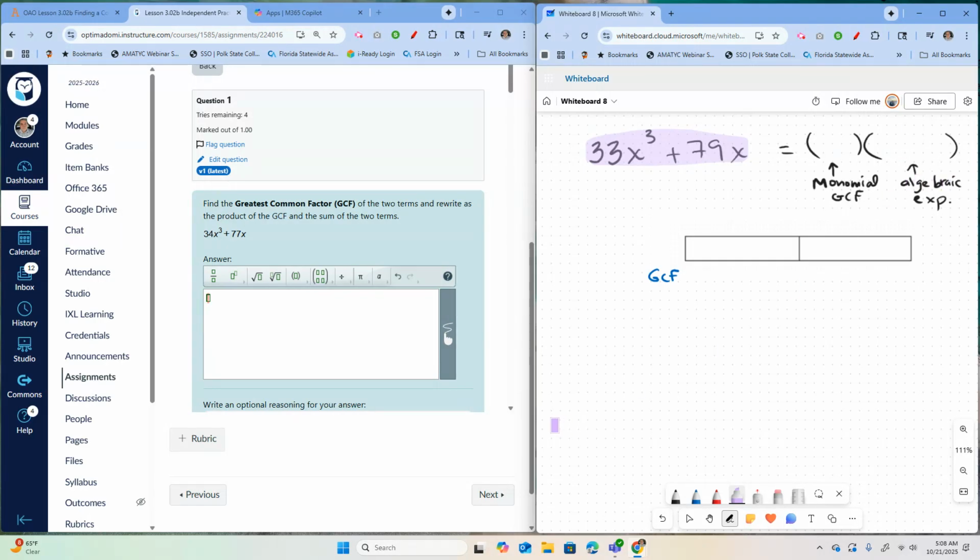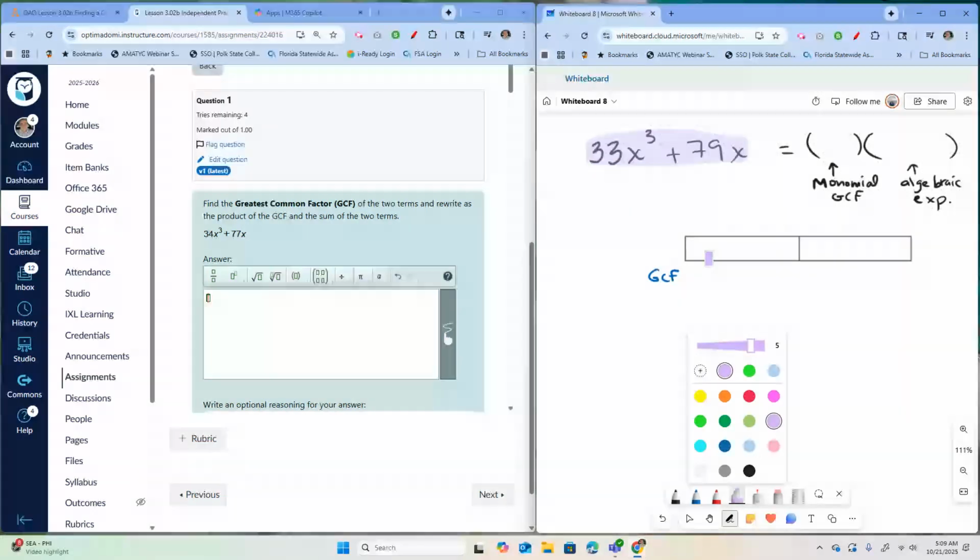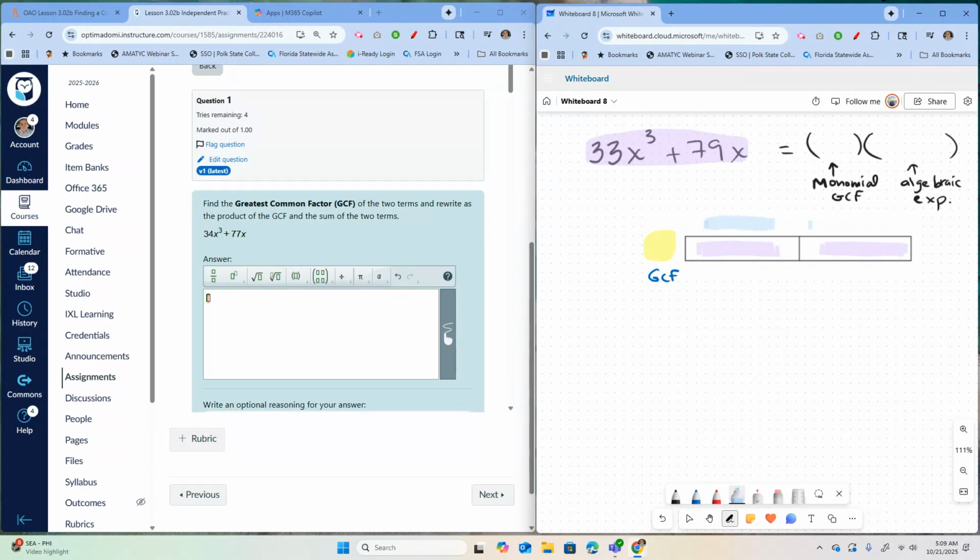Now we use the box method to multiply a monomial by an algebraic expression. So that's what I'm going to do. I'm going to use the box method but backwards. I'm going to figure out the side. What goes inside the box is the expression, what I highlighted in purple. I want to find the GCF that goes here, and I also want to find the expression that goes on the top here. So we're using the box method backwards.